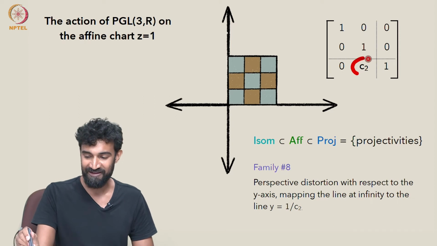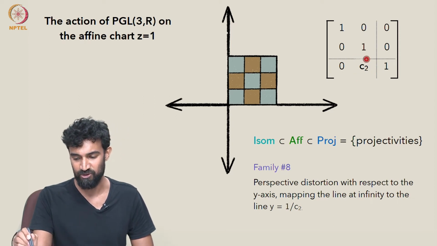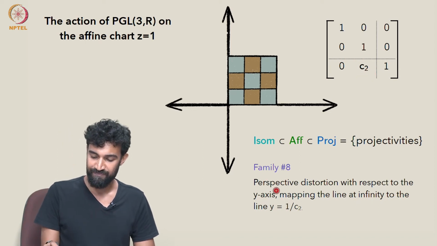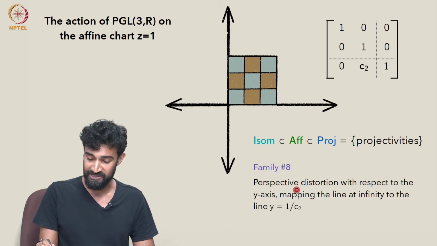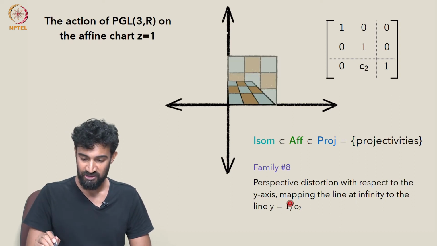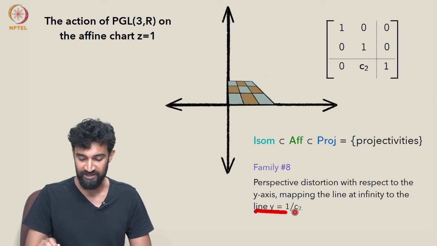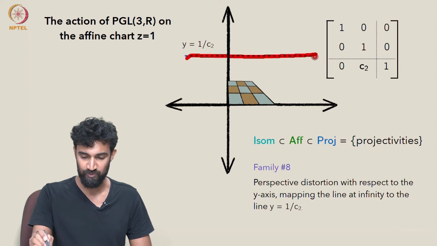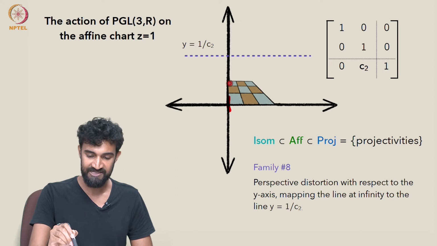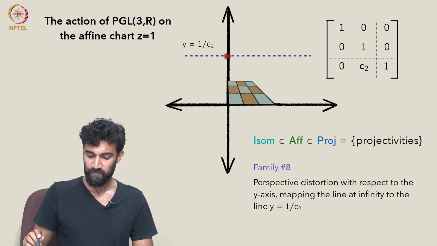Similarly, our 8th and final family involves a non-zero, non-trivial entry here, which can range freely over the real numbers, c2. And it represents perspective distortion with respect to the y-axis, pushing the y-axis away from us, which looks like this, and maps the line at infinity to the line y equals 1 over c2. And you can see that the point at infinity of these guys is this point here.